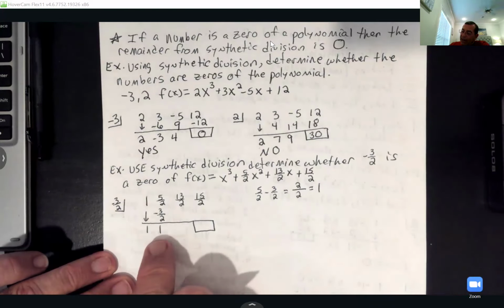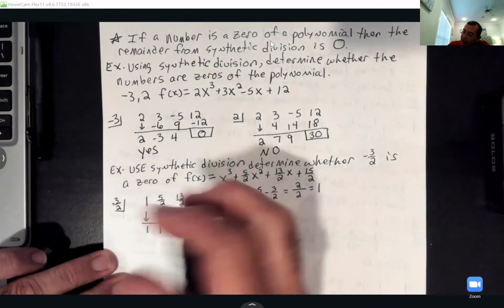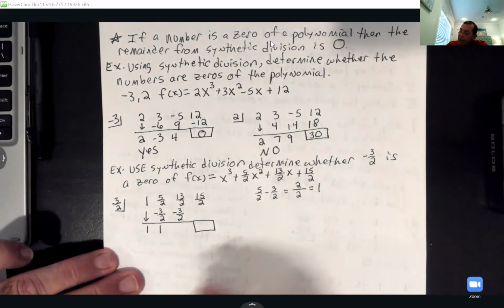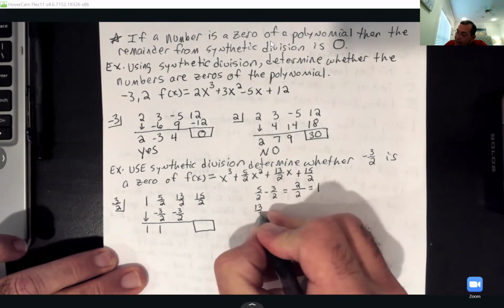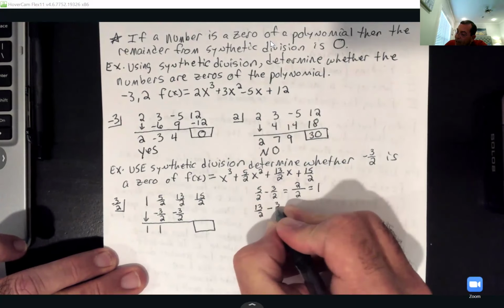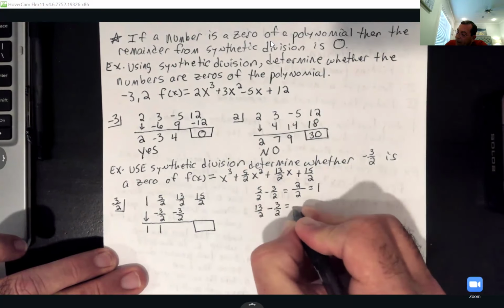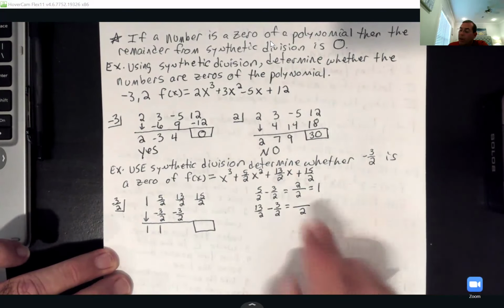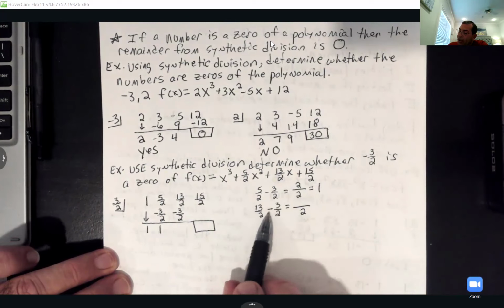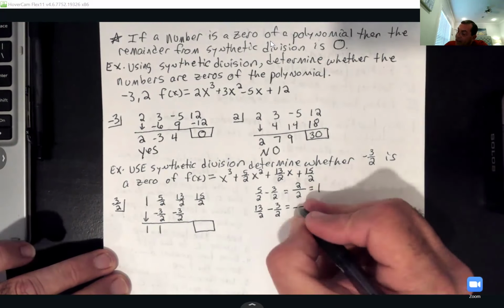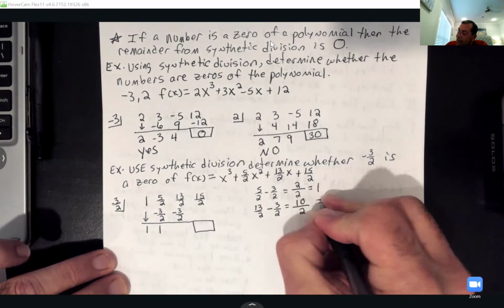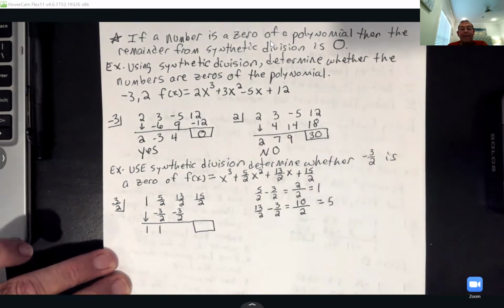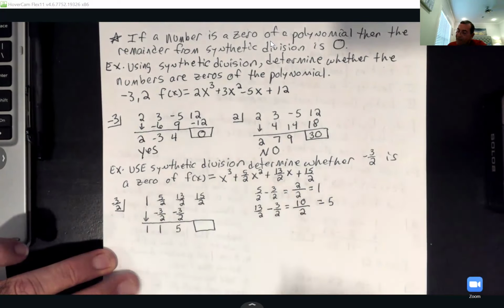So then I do that again. 1 times negative 3/2 is negative 3/2. So let's see what 13/2 minus 3/2 will give us. Once again, they got a common denominator, so the bottom will be a 2 at this point. What do we got? 13 minus 3 is what, 10? But y'all look at that. 10 divided by 2 will turn into a 5. So that gives me a 5.